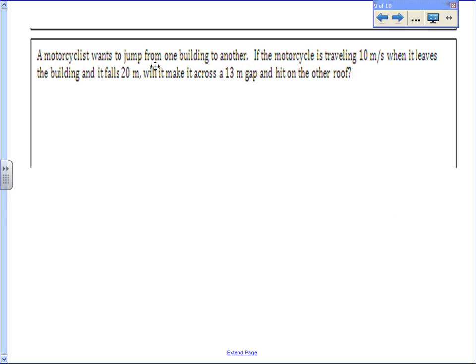All right, a motorcyclist wants to jump from one building to another on a movie set. The motorcycle is traveling at 10 meters per second when it leaves, so that'll be my Vx. And it's going to fall 20 meters from one building to the other. So that's going to be my delta y. Will it make it across a 13-meter gap? Now, this 13 meters is only going to be for comparison. It's not going to be part of our math.